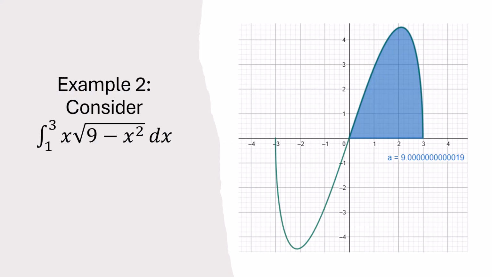Let's consider another example. Here we have the integral from 1 to 3 of x times the square root of 9 minus x squared dx. The graph of this is on the right, and here we can see that the total area under the curve is 9.